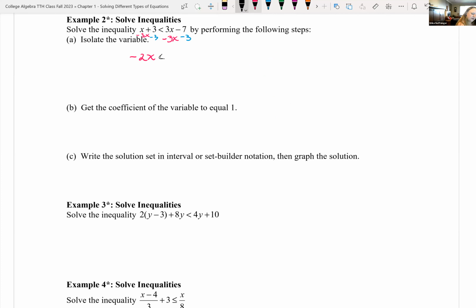Negative 7 minus 3, which is negative 10. So we want to get the x by itself. To get x by itself, we can think of it as multiplying by negative 1/2, or as dividing by a negative number. Multiplying or dividing by a negative number is going to flip my inequality sign. So this is now going to be a greater than sign. And so we get x is greater than negative 10 divided by negative 2, which is 5.